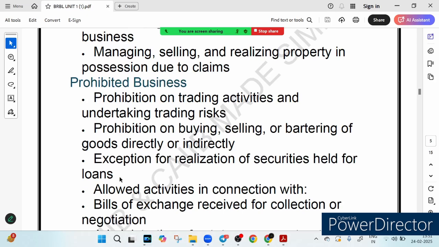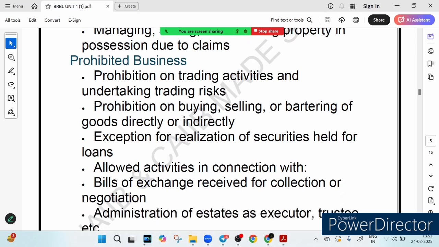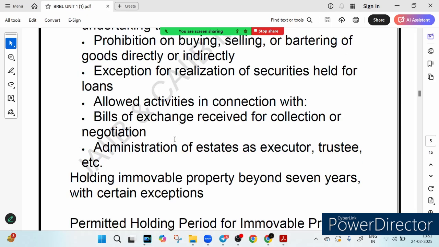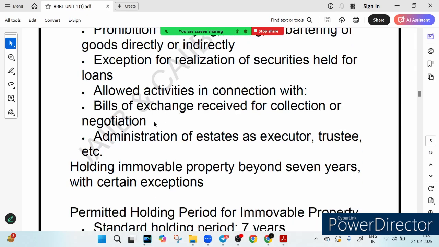So, prohibited business: you can see they are not allowed to undertake buying and selling or trading activity, with an exception for the realization of security. And they are allowed activity in connection with bills of exchange.